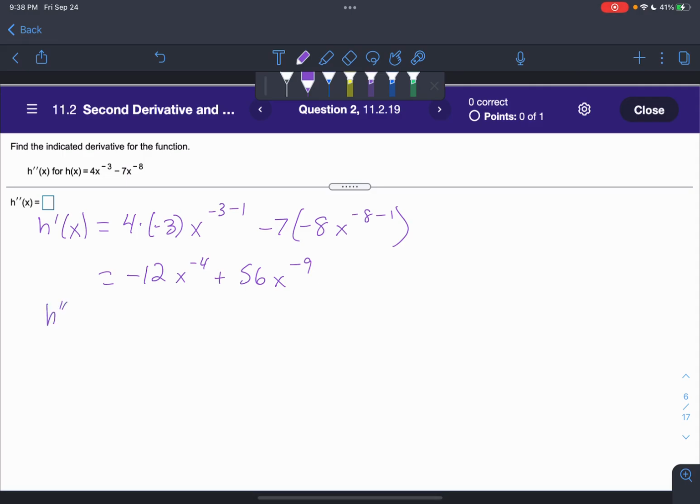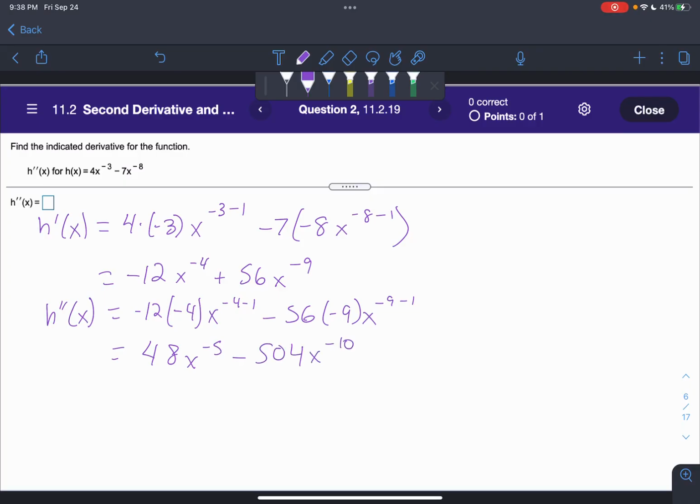So let's do it one more time. Take the derivative of the derivative. It's pretty much the same process, just different numbers now. Minus 56 times minus 9x, and then decrease that power. So I get 48x to the minus 5th power, minus, that comes out to 504x to the minus 10th power, and that is my second derivative for h of x.